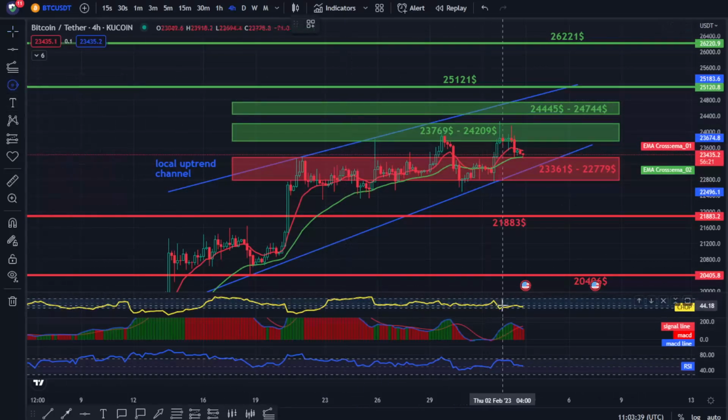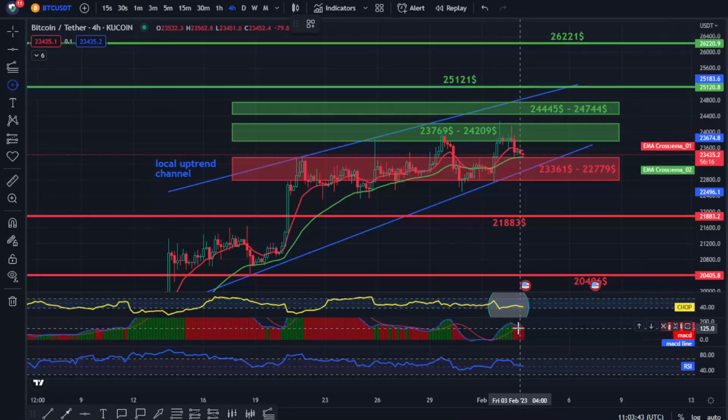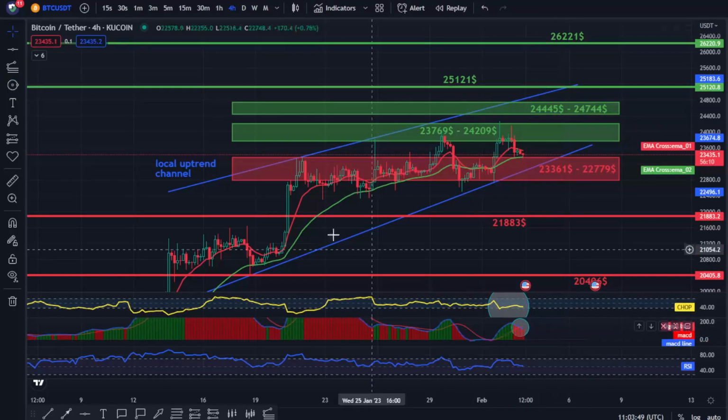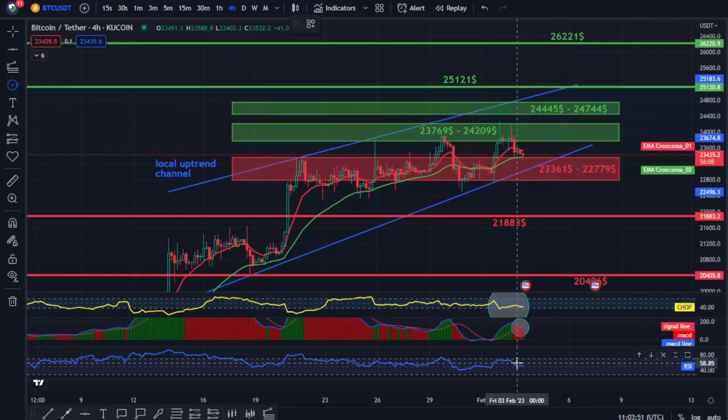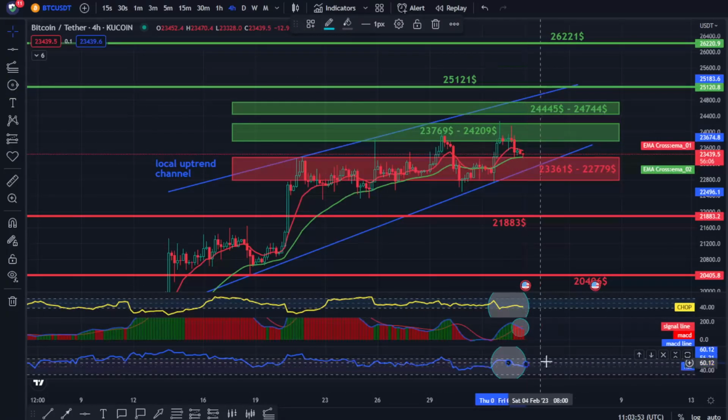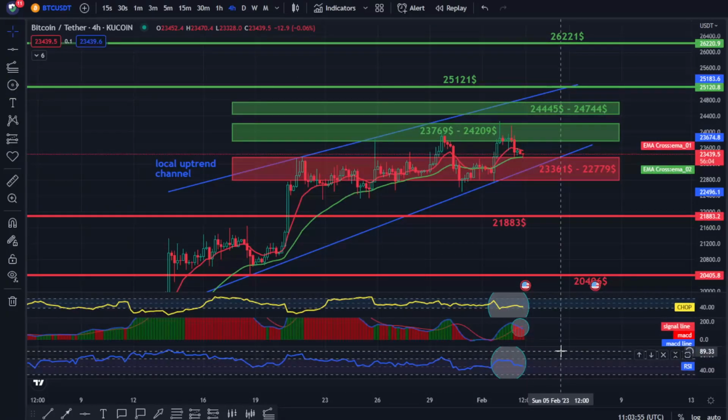Please pay attention to the CHOP index, which indicates that most of the energy has been used. The MACD indicator indicates entering a local downtrend, while the RSI shows a visible rebound, which may give room for new increases.